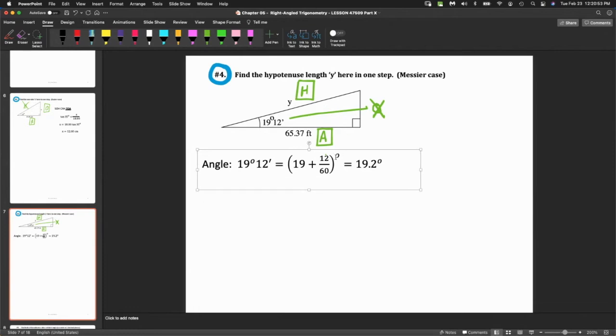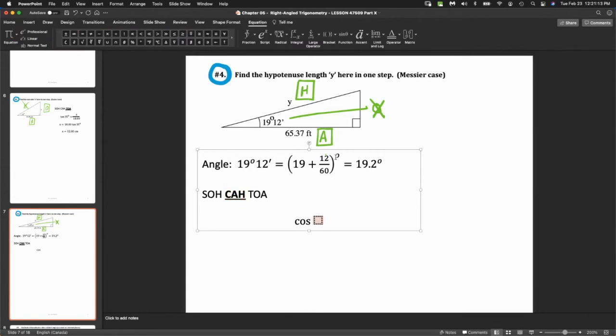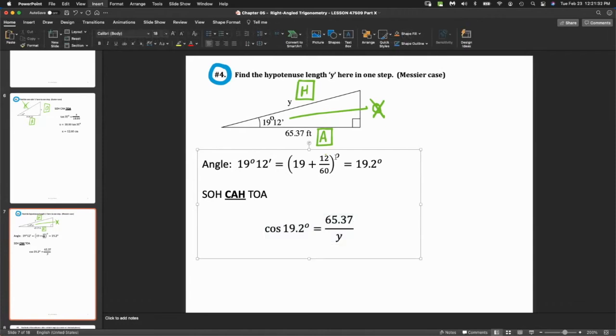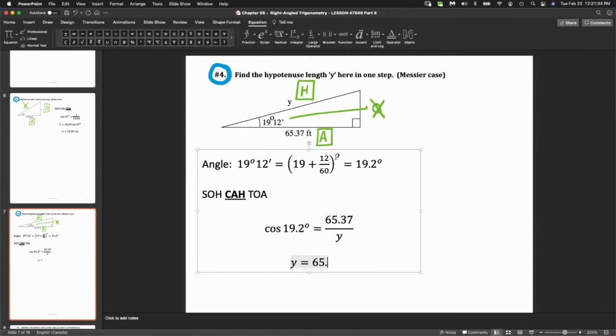So anyway, which ratio? Which ratio, people? Sine, cos, or tan? Thank you. Thank you very much. So let's put cosine. Okay, so we have cos 19.2 degrees is equal to 65.37 over y. In this case, it's the variable on the bottom. So when the variable's on the bottom, you do the switcheroo thing that I was talking about.